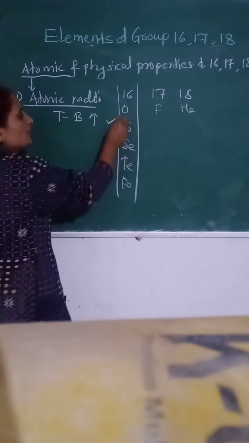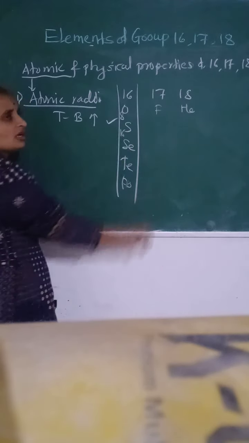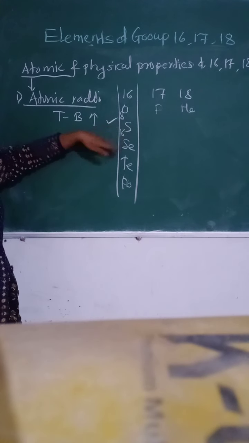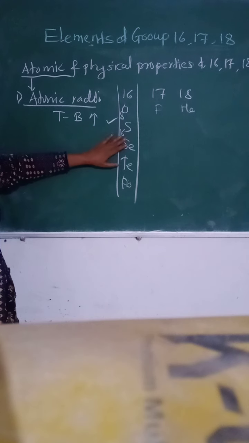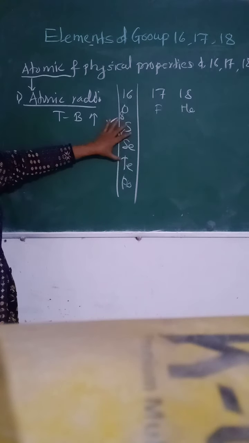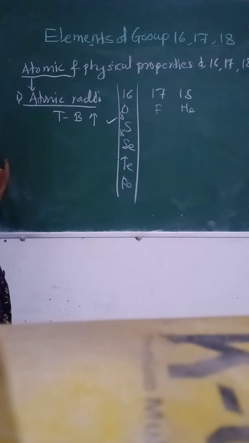Because here atomic number 8, then here 16, that will increase. It means the number of penultimate shells increases. As the number of shells increases, the atomic number increases. That's why their size increases, and the atomic radius increases.